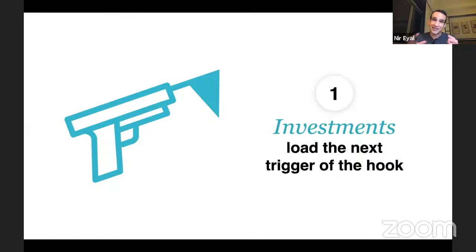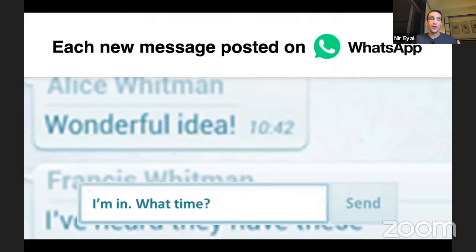Loading the next trigger is when something you do in the investment phase gets you to load the next trigger, so the customer comes back on their own, not some piece of spammy messaging or marketing that you send the user, but something that I did to bring myself back. Let me give you a great example. When you send someone a message on WhatsApp, you don't get any kind of immediate reward. What's the immediate gratification of sending someone a message? There's no points, there's no badges, nothing happens when you send someone a message, unless you get a reply.